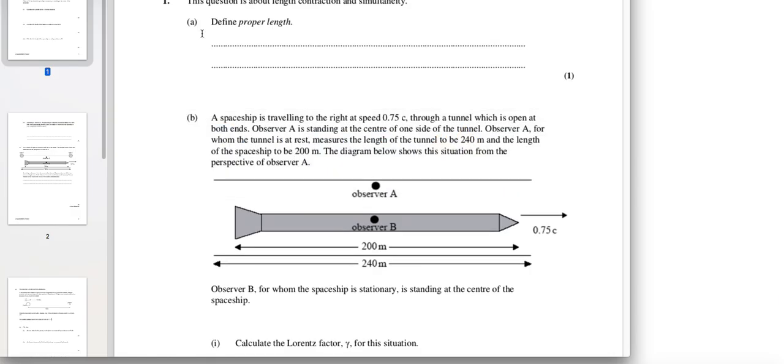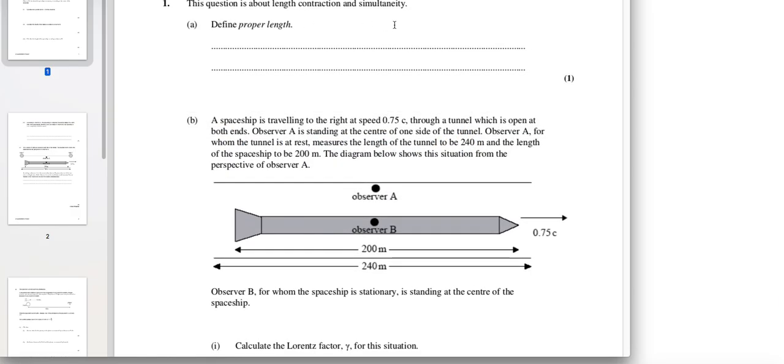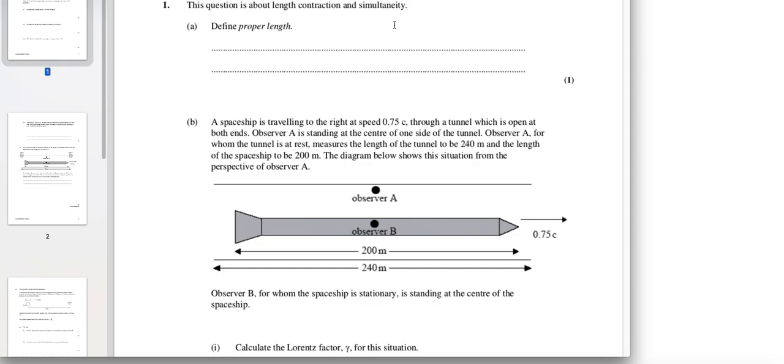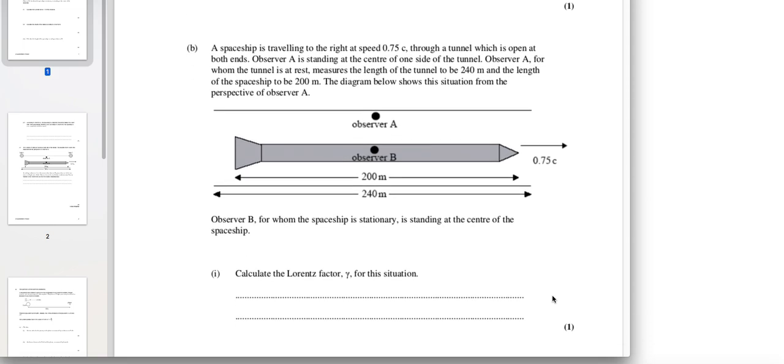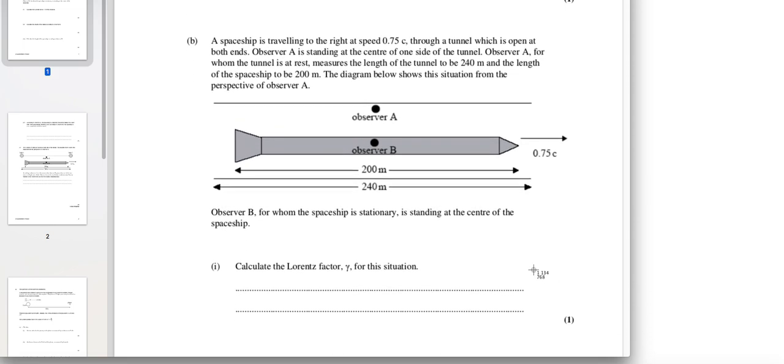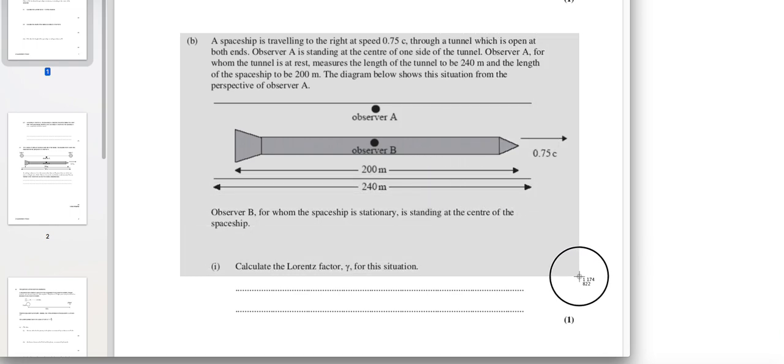Okay, 25 minutes later, I hope that you have finished. So let's check together. Define proper length. So what is the proper length? The proper length is the length of an object measured by an observer who is at rest relative to the object. So you have this definition in your notebook. It was not difficult, it was not challenging. Okay, B is a little bit longer, so probably a little bit more difficult.